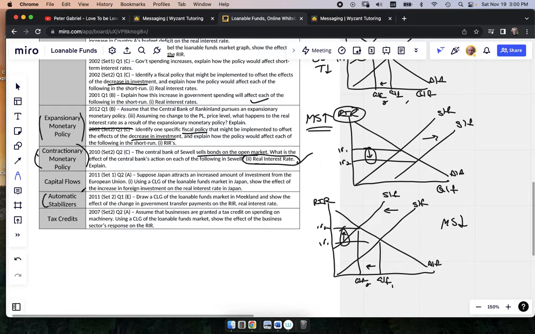Let's talk about automatic stabilizers. You guys should have done this in fiscal policy. If there are government transfer payments, this is for some reason a big thing right now. I keep having people want to talk to me about transfer payments. I'm not quite sure why. It isn't tested very heavily, but it is tested. So we do have to know it. But automatic stabilizers are usually taught in your fiscal policy unit.